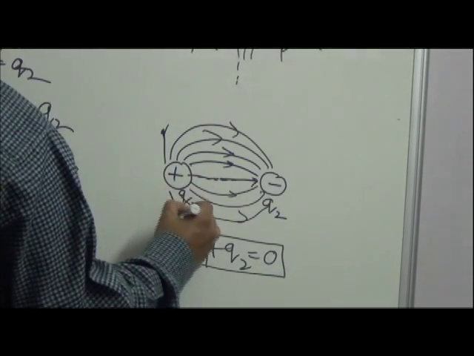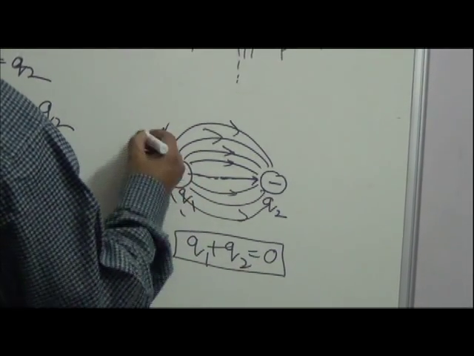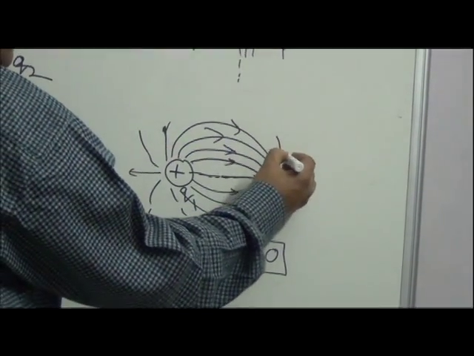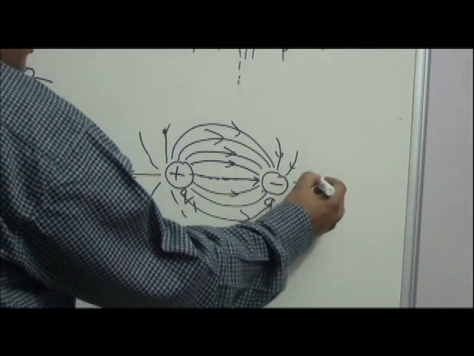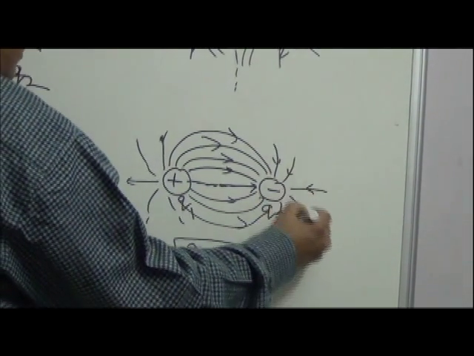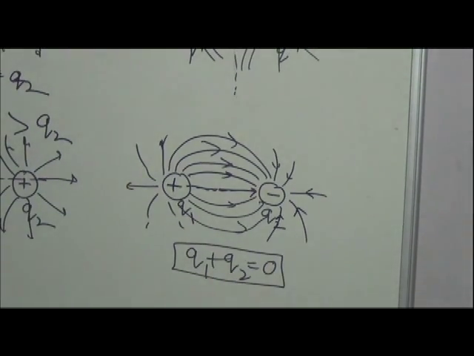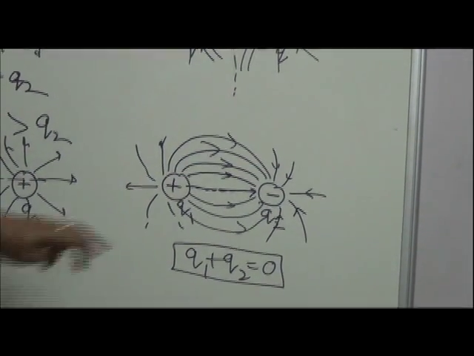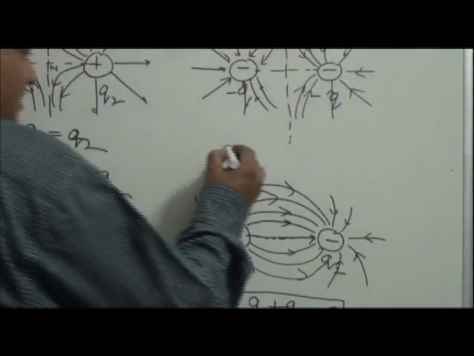This will go somewhere far, and likewise you can show these are the lines which are coming from far off and finally terminating at the negative charge. This particular electrical system is termed as electric dipole.